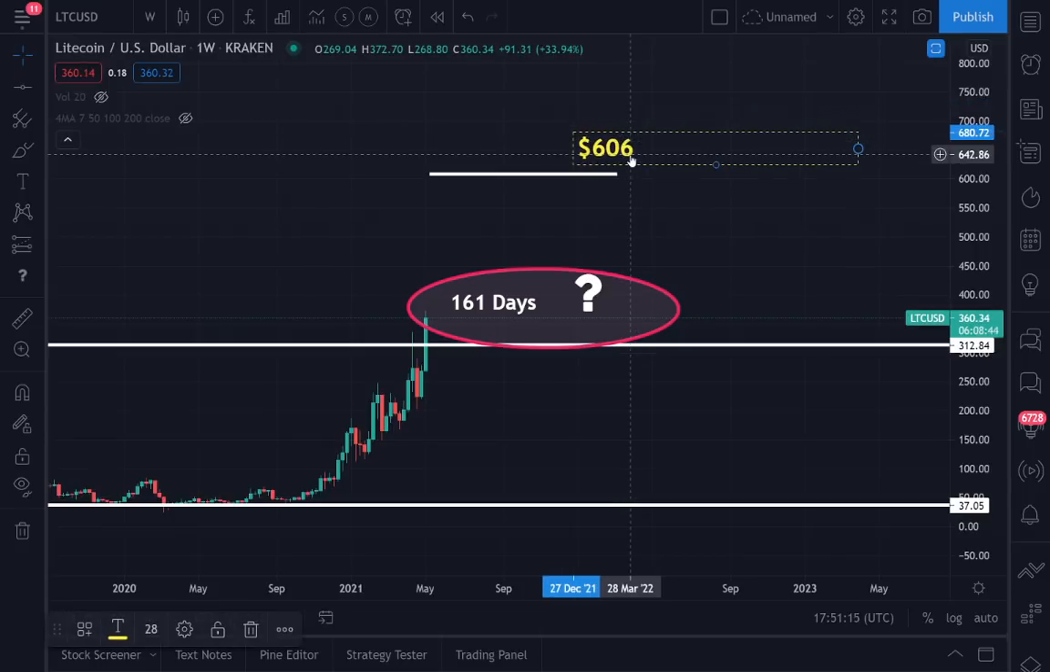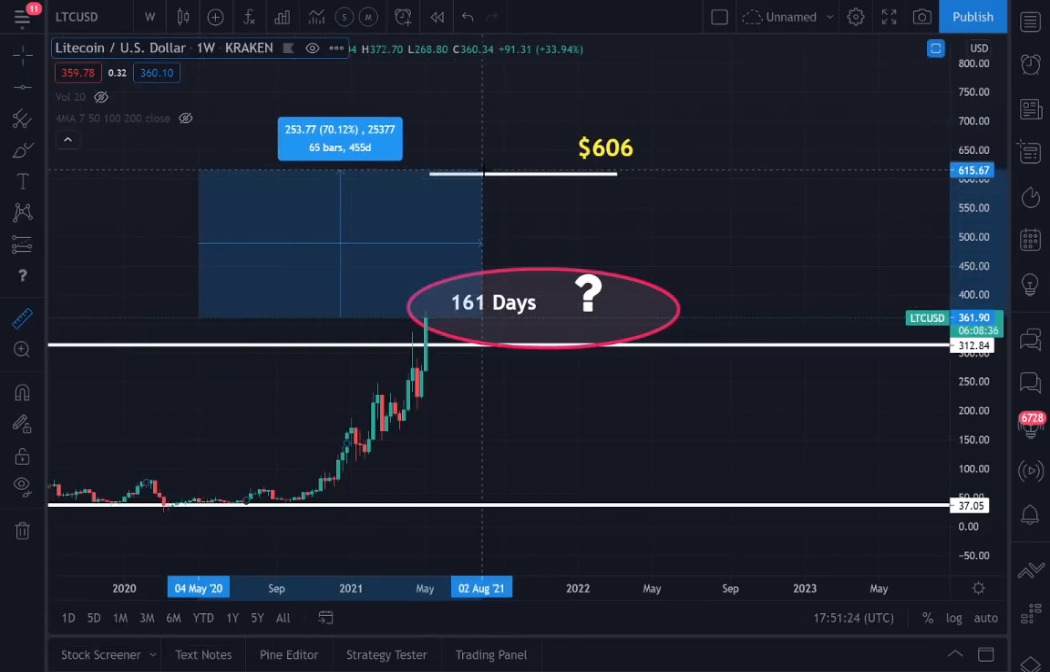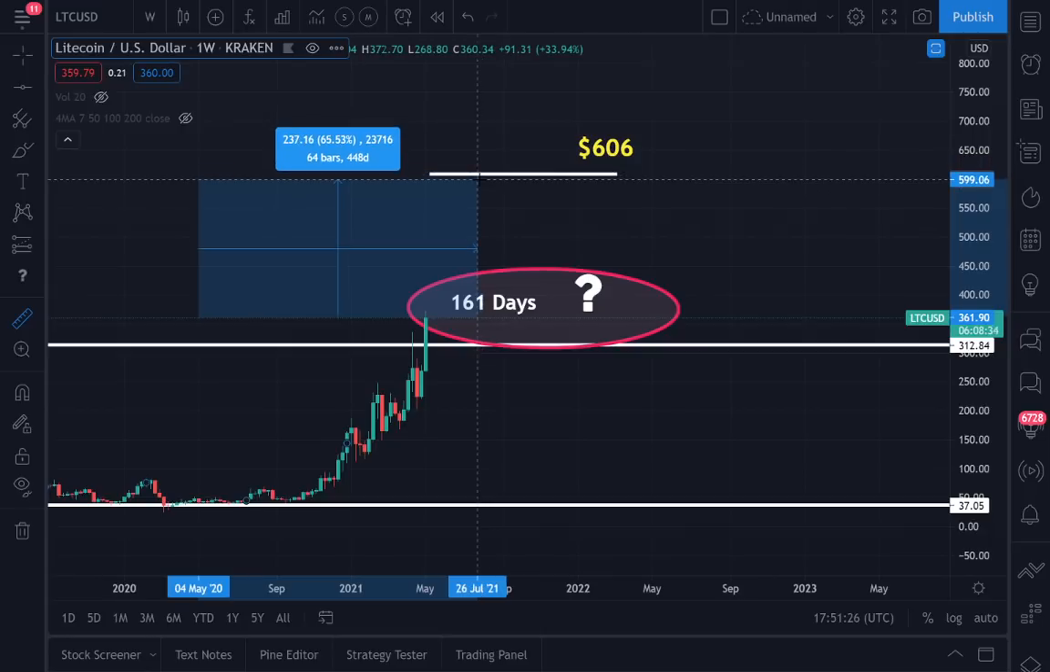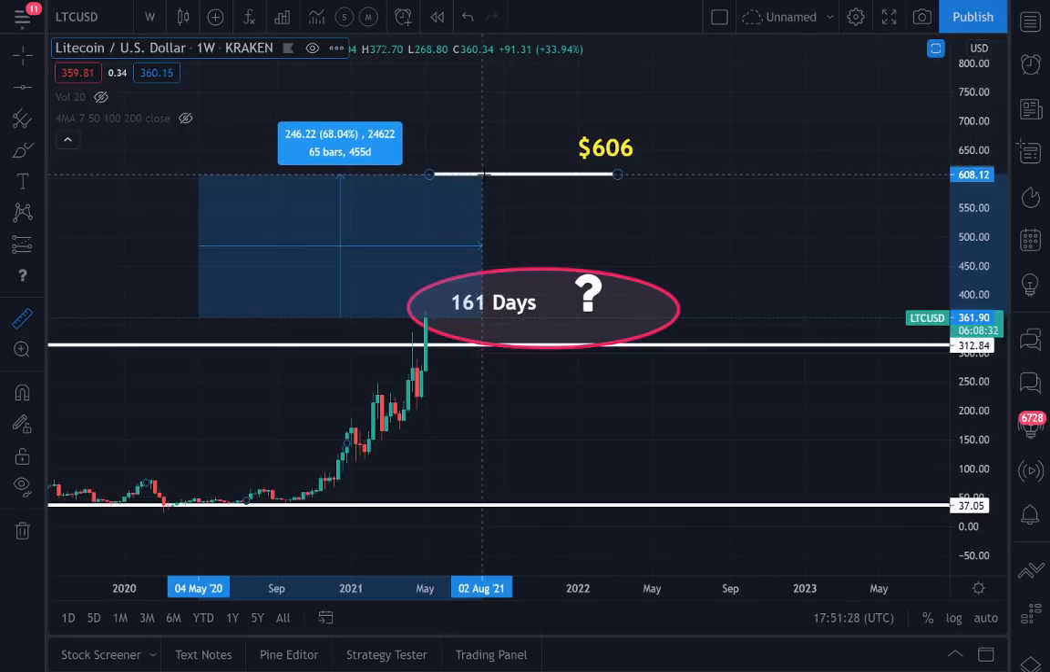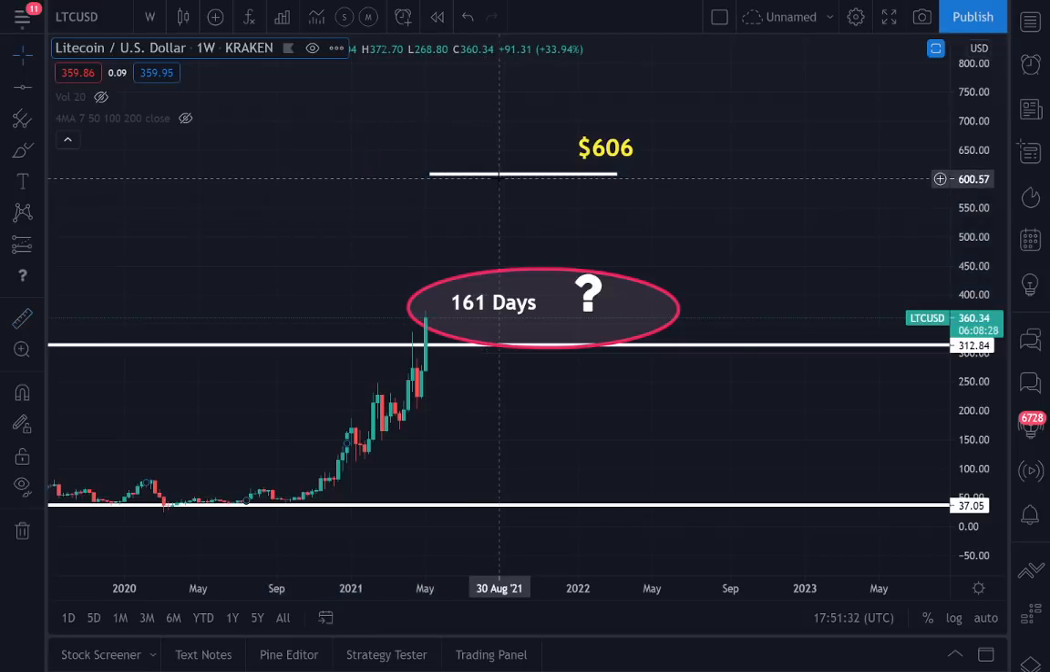$606. Now, this is my conservative price target, okay? I think it has the potential to get higher. Maybe it will, maybe it won't, but this is my conservative price. It's a 70% move to the upside, approximately, okay? It's like 68% to the upside. So that's pretty much what I have.